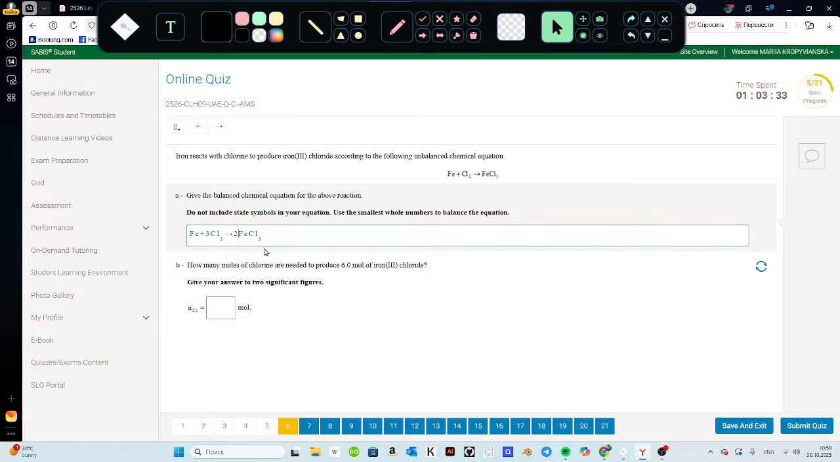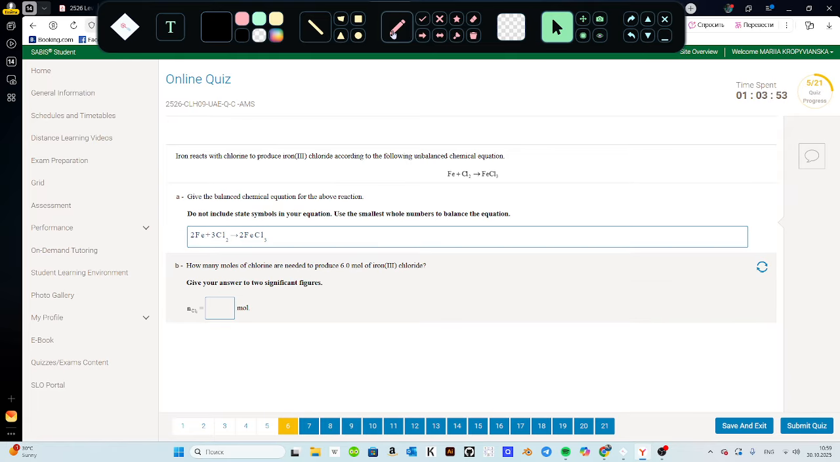But now we're faced with another problem. If the chlorine is balanced, the iron isn't balanced. So if it's 2 iron here, then it should be 2 iron over here. That's it. We balanced. You can check by just calculating the number of each element.